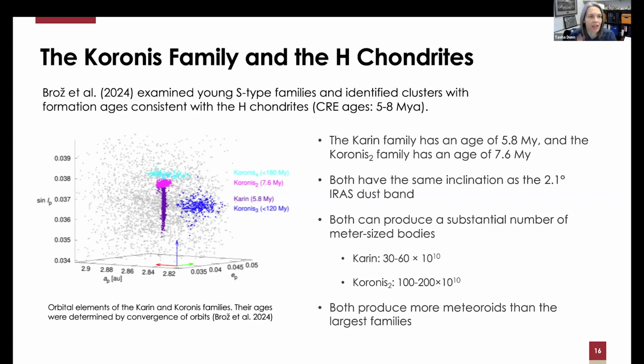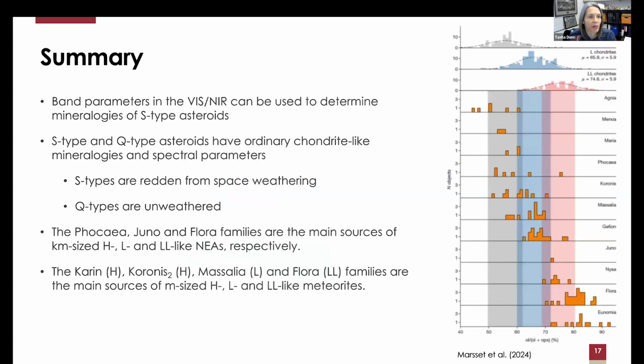And so they suggested the H chondrites are from the Coronis family and also confirmed that the Flora family is the source of the LLs and the Massalia family is the source of the Ls. Next slide. So I will just leave the summary right there.